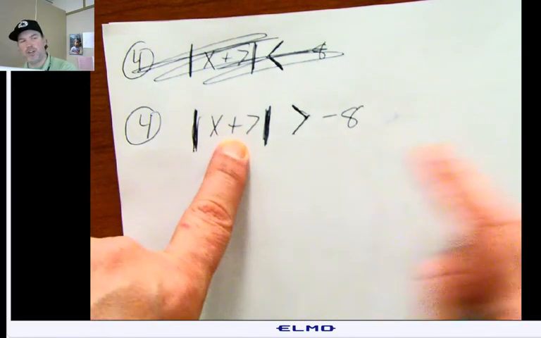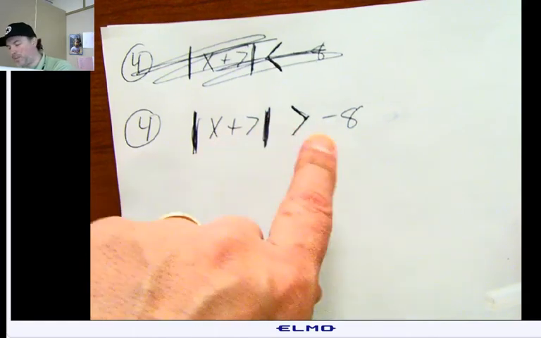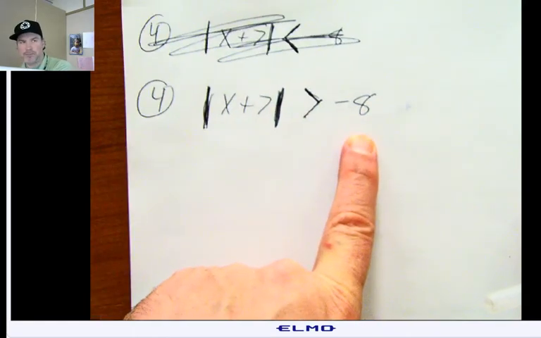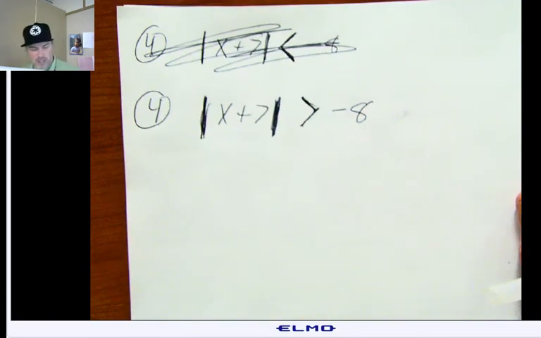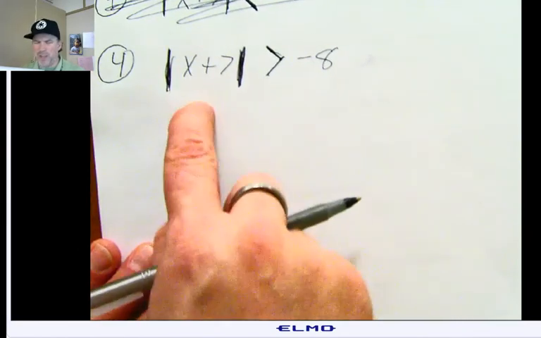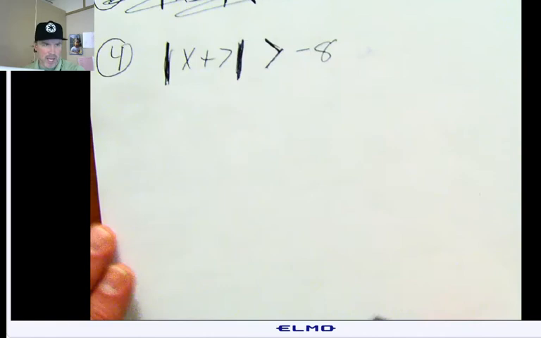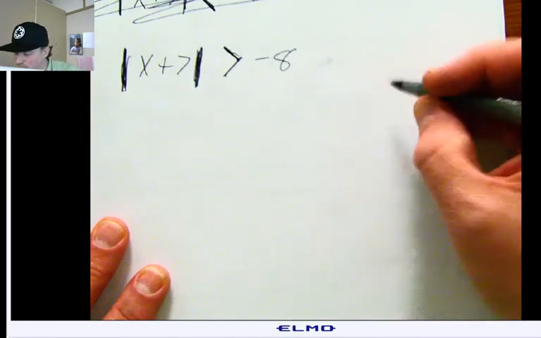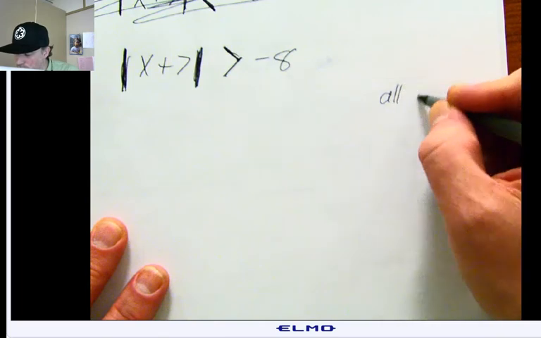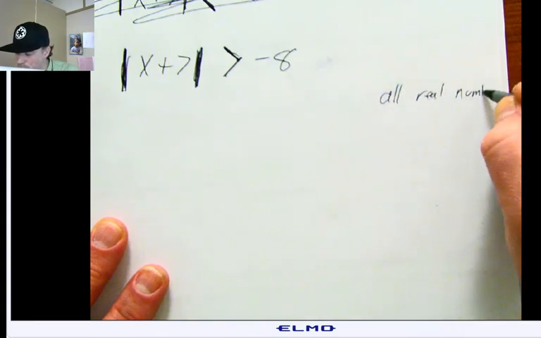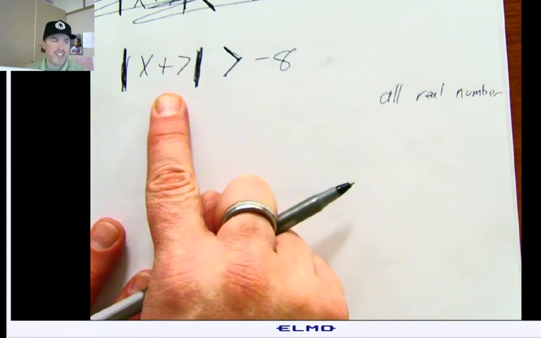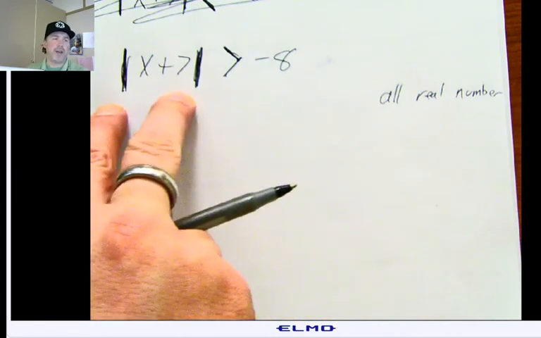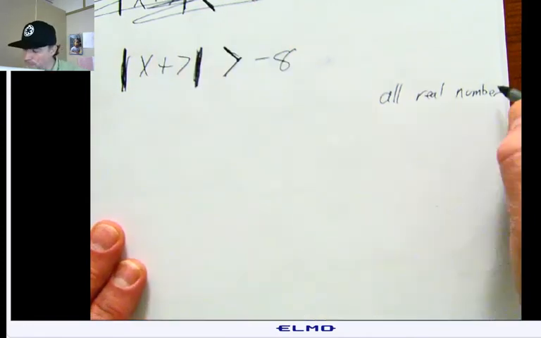So this is kind of asking, when will a positive number be greater than a negative number? And that's always. No matter what number you plug in for x here, it will always be greater than negative 8. So the true answer for this one, I'm going to write it on the side, is all real numbers. Every single number that we know of that's real, if you add 7 to it, take the absolute value of that number, it will be greater than negative 8.